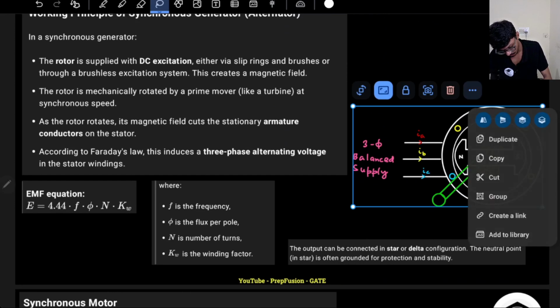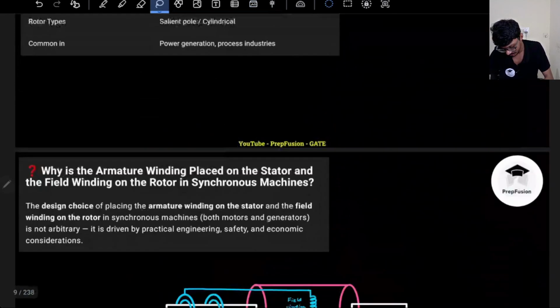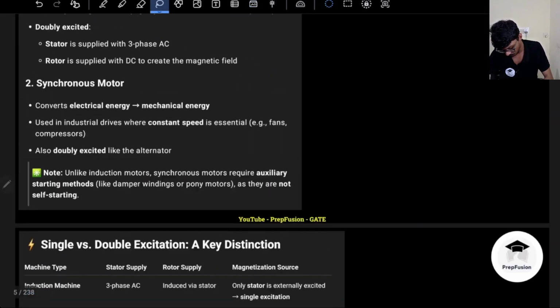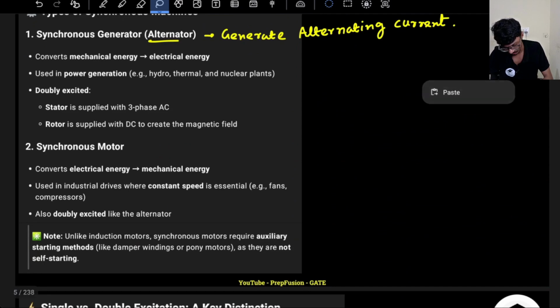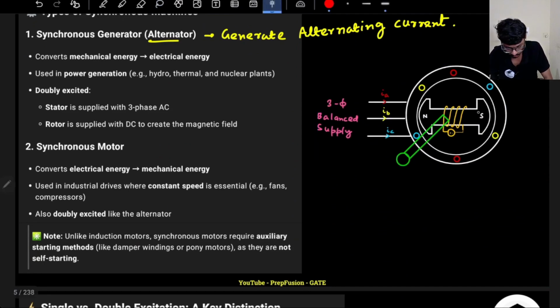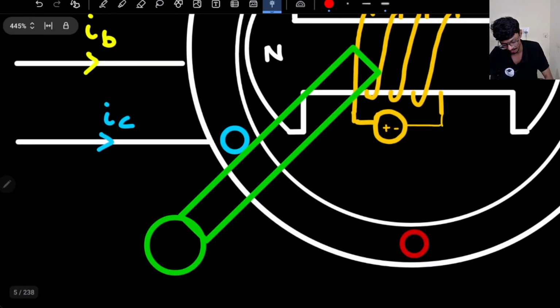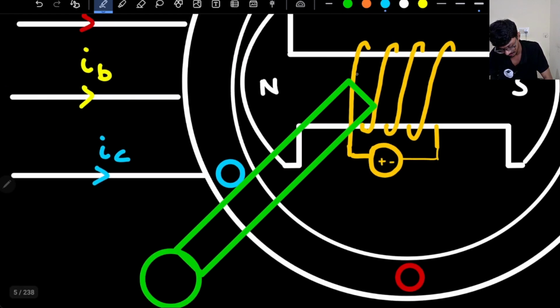So basically, if you see, this is one kind of rotor, I will explain the types of rotor. Here we have the rotor side, and on the rotor side we connect a DC supply. If I connect a DC supply like this, how will the current flow? The current will flow somewhat like this, going here, here, here. Current will flow like this.